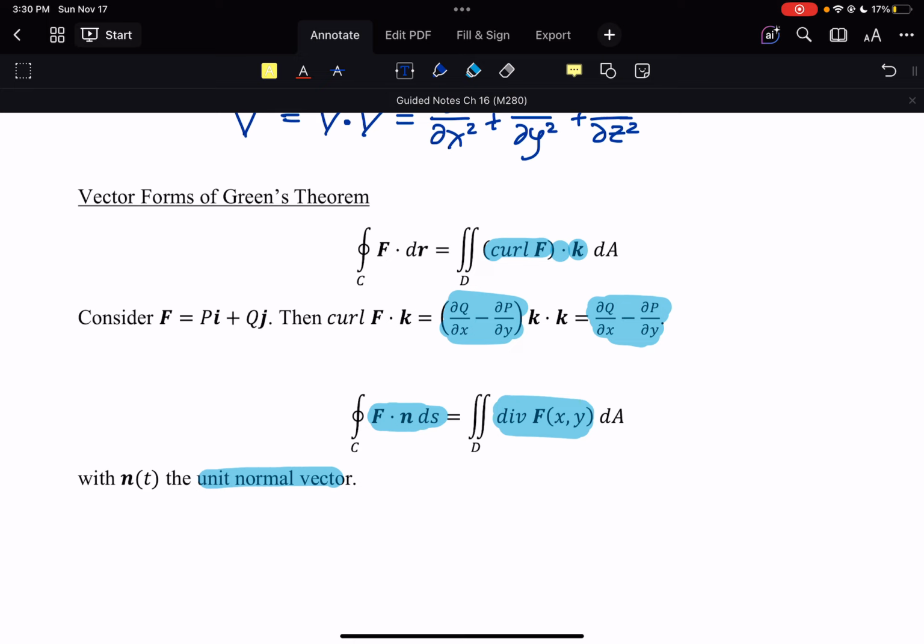And we're going to talk more about these line integrals, and we're also going to be getting into surface integrals as well in the coming sections.